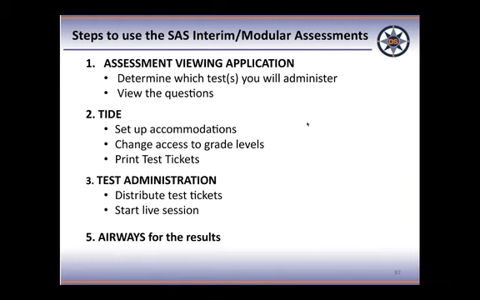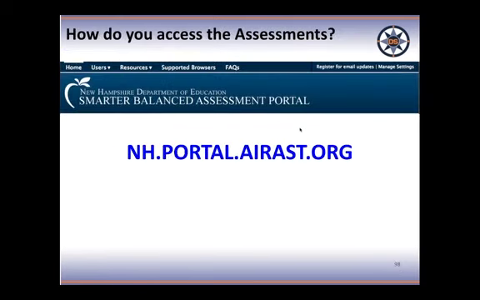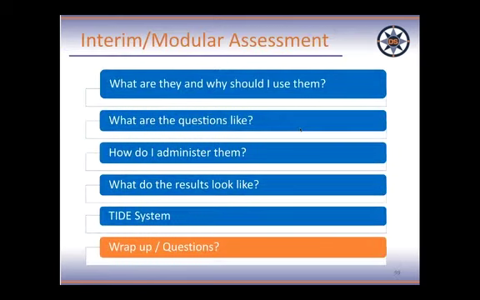So that's what you have to do in TIDE. In the whole system, you want to go to the assessment viewing application, look at the assessments, look at the questions. You want to go into TIDE, set things up. Then you can distribute the test tickets, and then start the live session. And in Airways, you would go and look for the results. And if you download this PowerPoint from the webinar, you'll be able to have this document. And I think that is it. So you go to that website, and that's it.